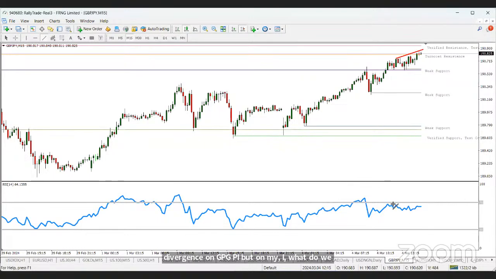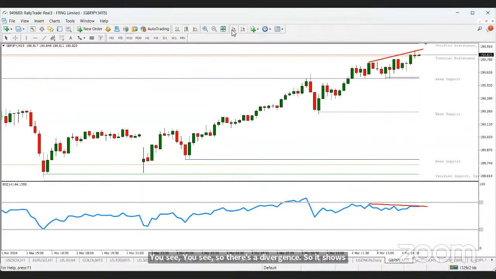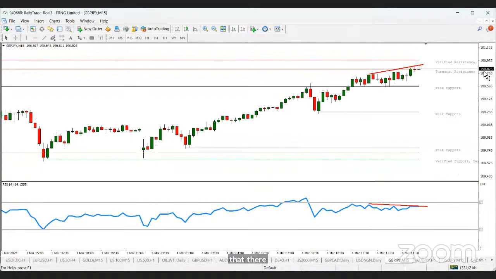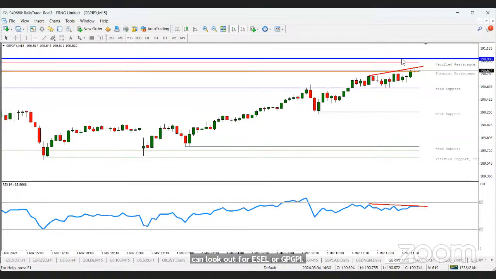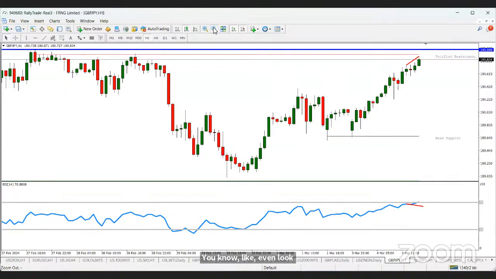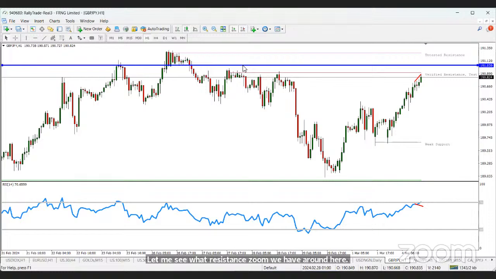What do we see here? We see a lower high, right? So there's a divergence. It shows that there's bearish pressure, so it's very possible that we have a sell on GBP JPY. You can look out for a sell, even an instant sell, on GBP JPY. Let me see what resistance zone we have around here.